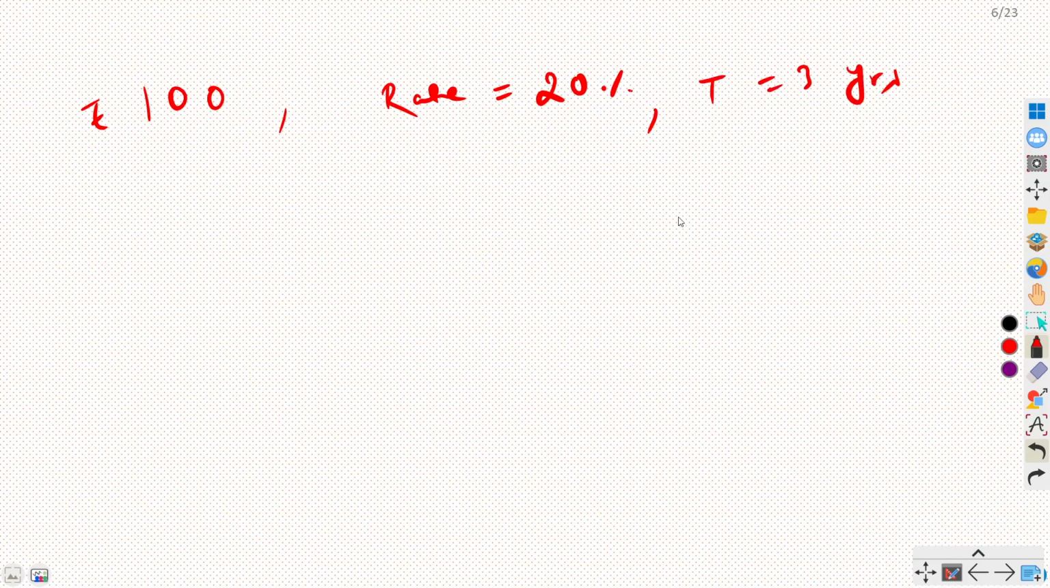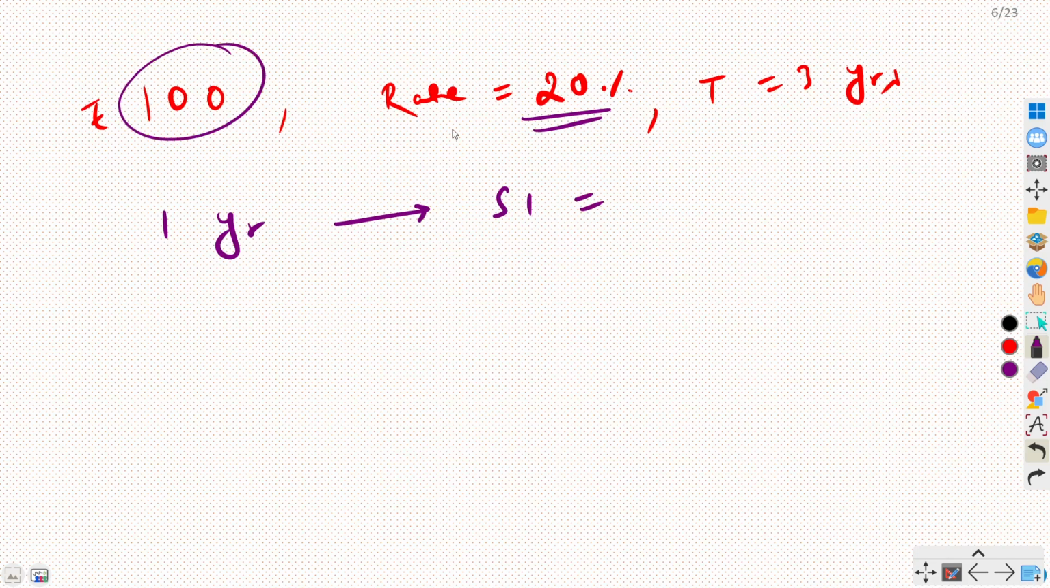Now what happens in simple interest is, let's say you have borrowed 100 rupees. Okay. And rate of interest, there is a rate. So rate is 20%. So let's say you borrowed for 3 years. Now for 1 year, your amount will be 100 plus 20% of 100, right? So this is 100 plus 20, 120.